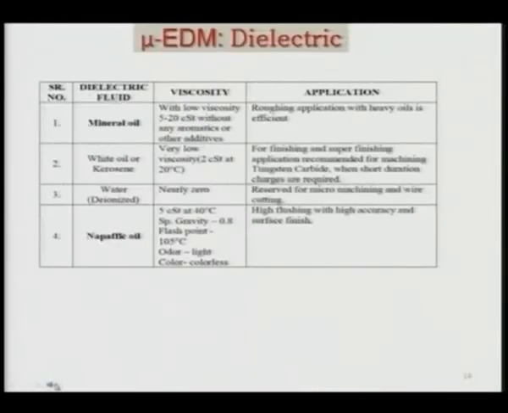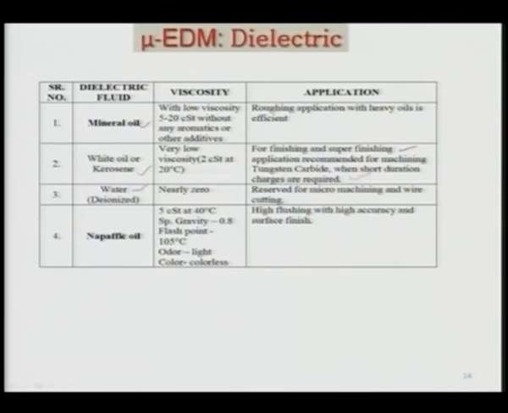Then there are various kinds of dielectric which are used in micro EDM, like mineral oil, which has low viscosity, and for roughing applications heavy oils are efficient. White oil or kerosene was very commonly used in the past. It has very low viscosity, so that it can easily reach complex geometry areas or features. For finishing and super finishing purposes, it is commonly used. You can use tungsten carbide when short duration charges are required.